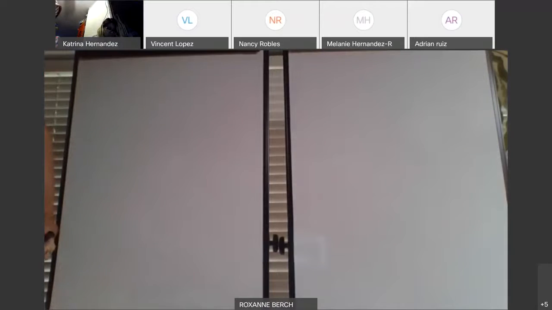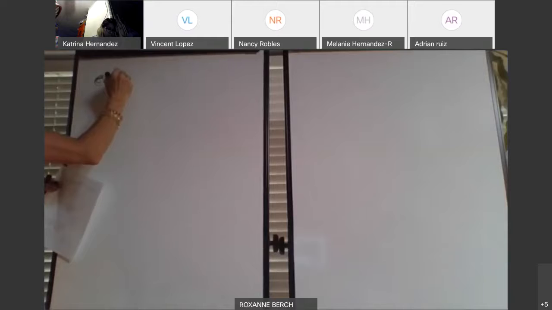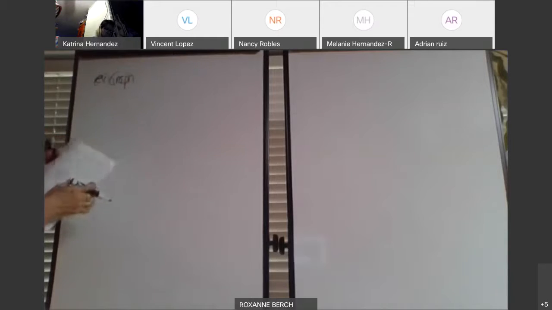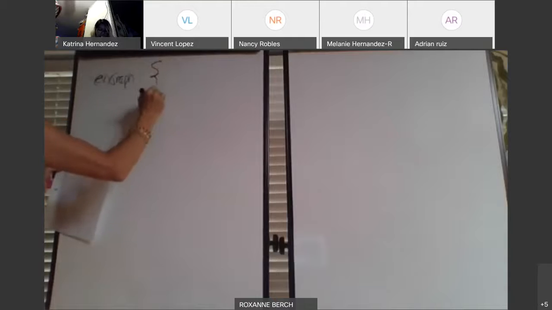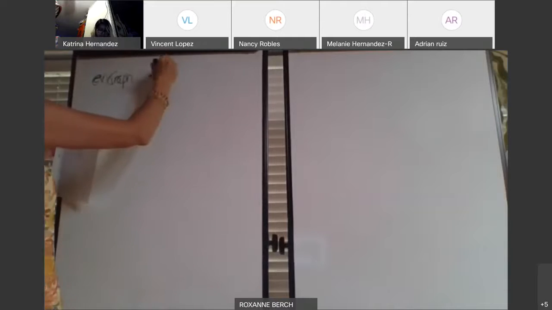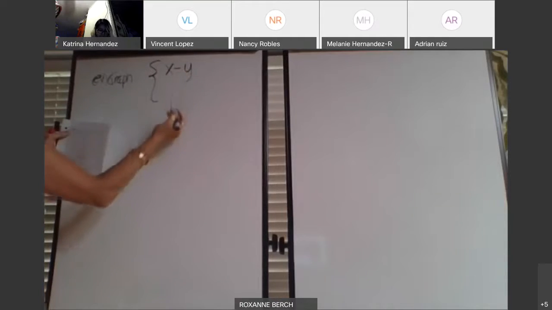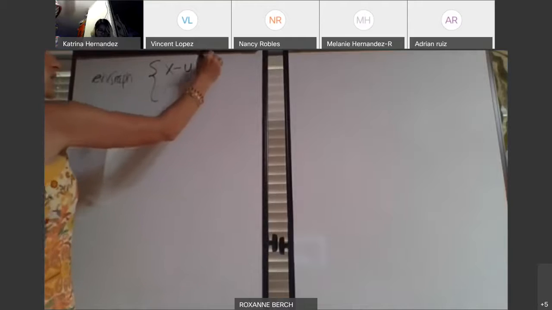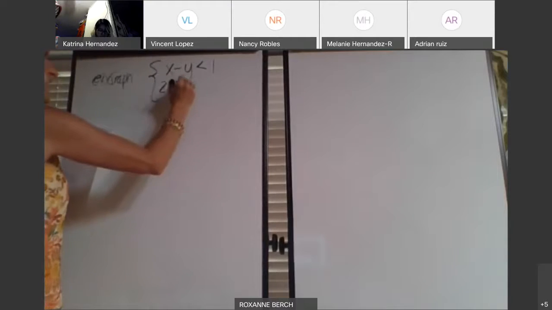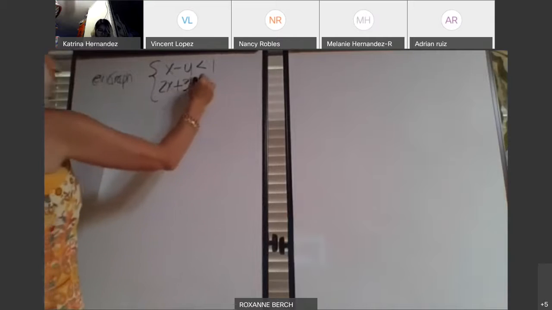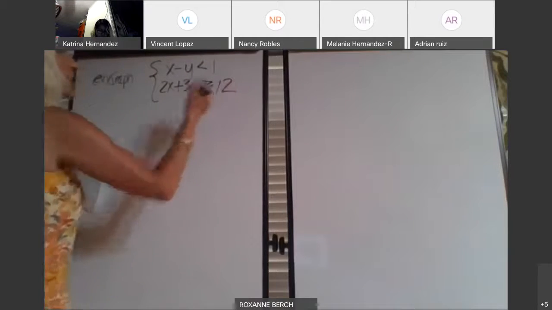Okay, let's look at a system of inequalities. Depending on what book you're using, sometimes they'll just write the equation. Sometimes they use this notation, and they'll write the two inequalities. Okay, that's linear. And the other one is 2x plus 3y is greater than or equal to 12. That's also linear.